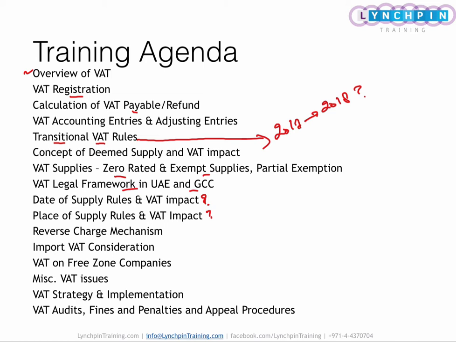We'll see VAT on imports here, and we have a whole session dedicated to free zone, and then at the end we'll also see how to face VAT audit, fines, penalties. Unfortunately, we all have to face these sort of issues in case we are having VAT compliance. And we'll also see how and when we can appeal to FTA in case we are having a disagreement with the VAT audit itself.